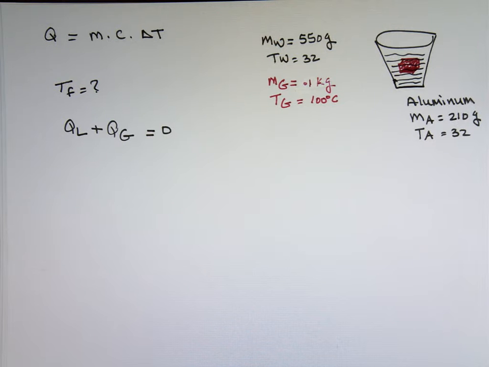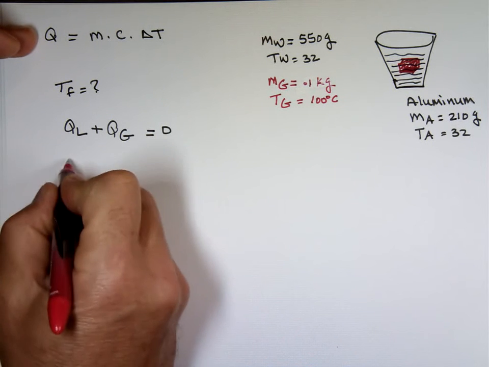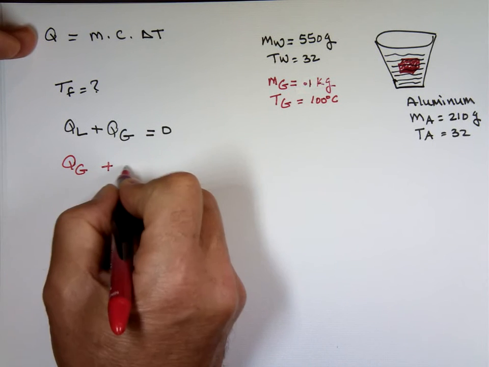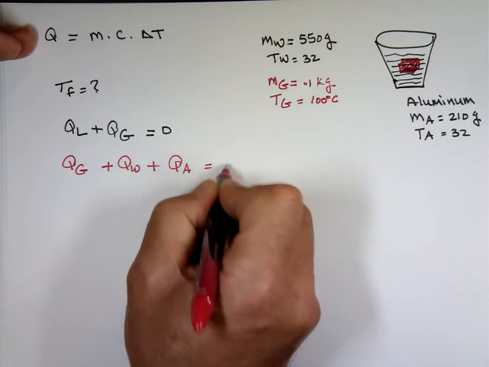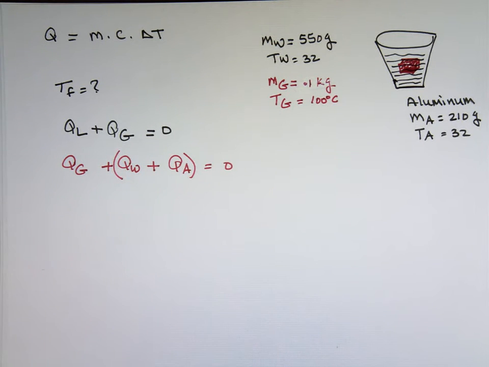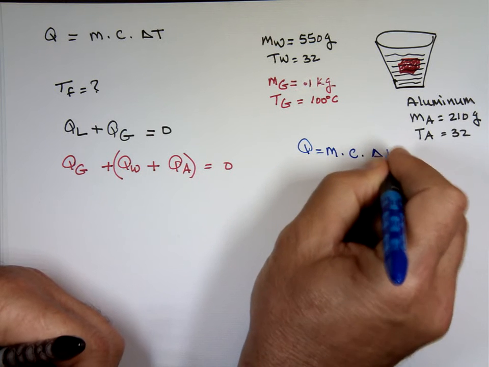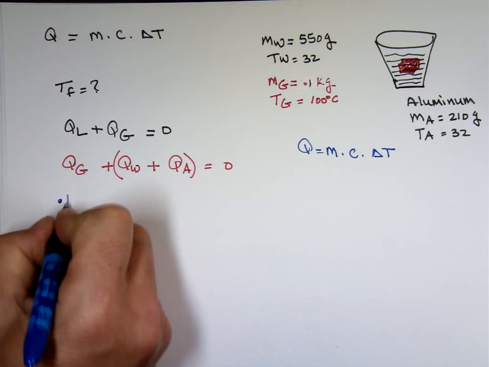So let's see, who's going to lose heat? We know that's the gold because it's warm. And who's going to gain heat? We know it's the water plus what? The aluminum. So this is the gain, that's the lost. And for Q for any one of them, I'm going to be using mass times C times delta T, change in temperature. So let's talk about the gold. What was the mass? 0.1. And what was C? That's the specific heat.